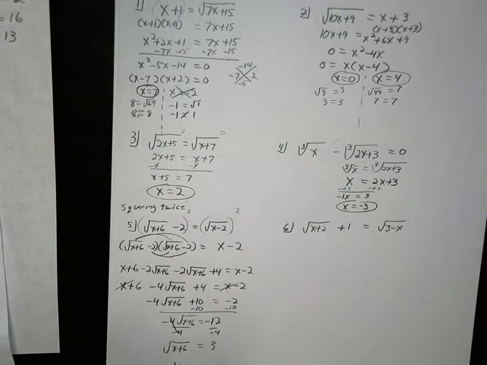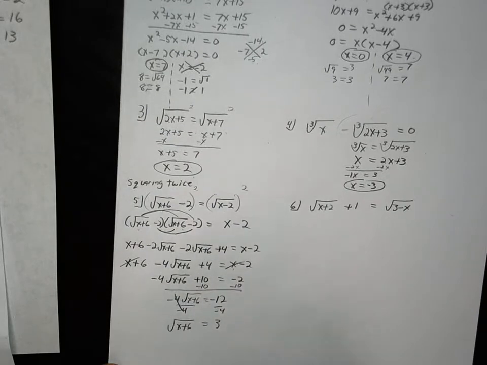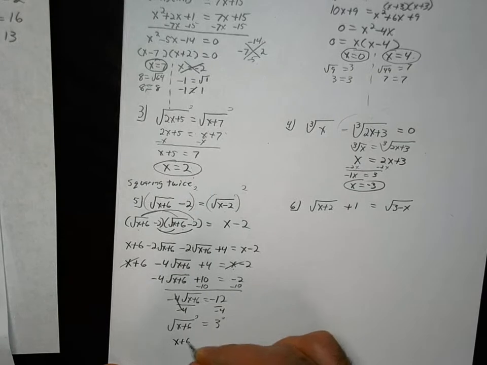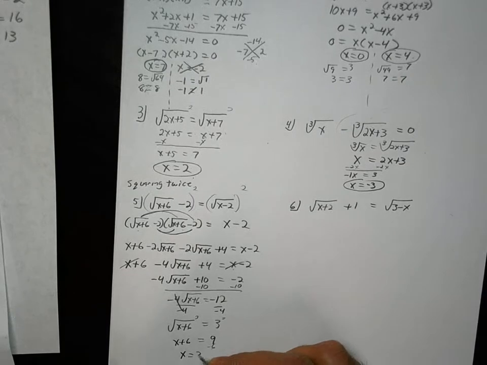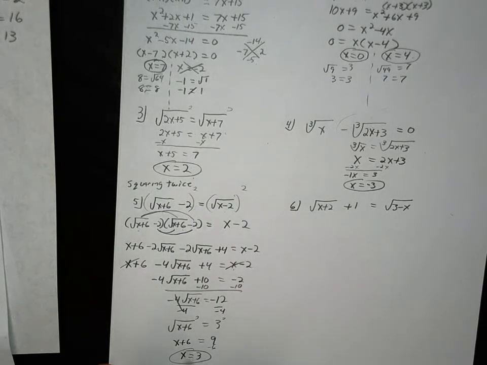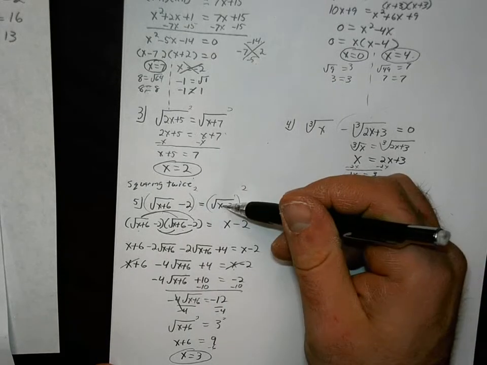So now that I've isolated that on one side, I can square both sides. 3 squared is 9. Subtract 6, and I get x equals 3 on that one. Now, these ones we should check again for extraneous solutions. I only got one solution, so I'm going to assume it's correct, but let's substitute it in here.